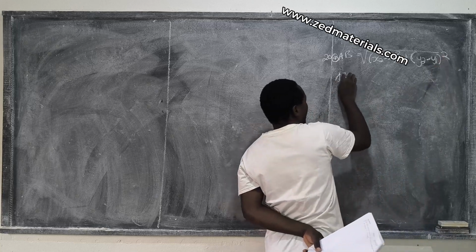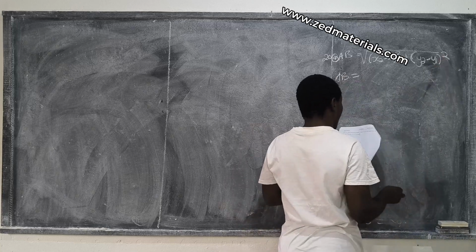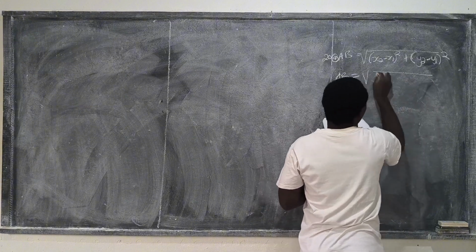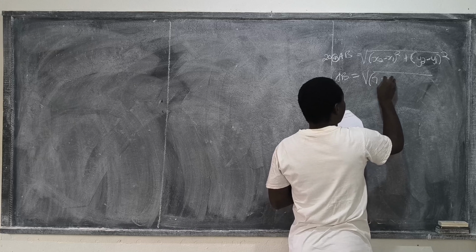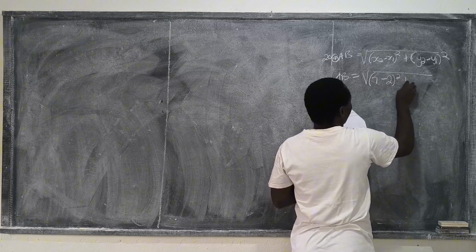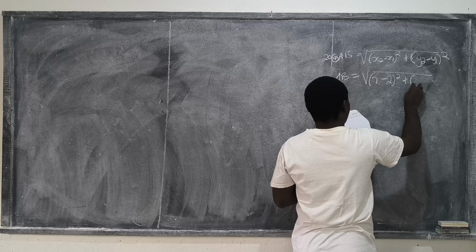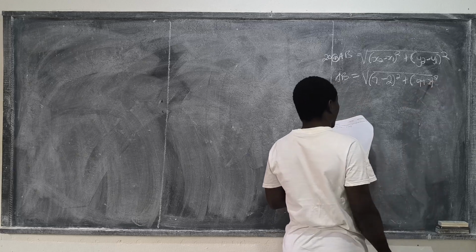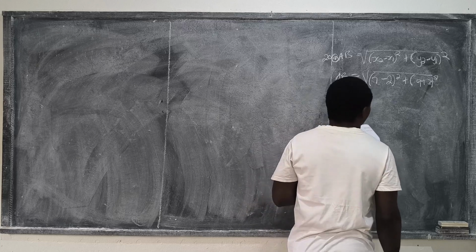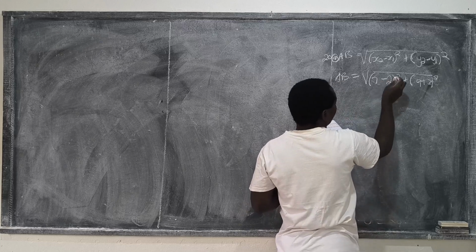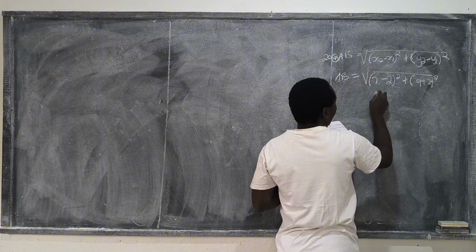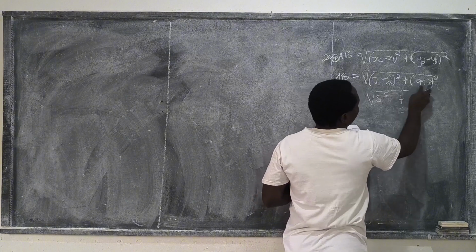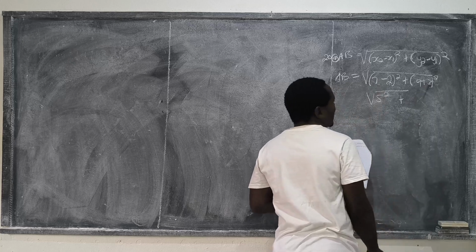Then you have AB is equal to, what is your x2? It is 7. So you will say the square root of open bracket 7 minus 2 close the power 2 plus open the bracket, your y2 is 9 plus 3 close the power 2. All right. Then from there, you are going to say 7 minus 2, that is 5. Okay, the root of 5 to the power 2 plus this and that, that is 12.